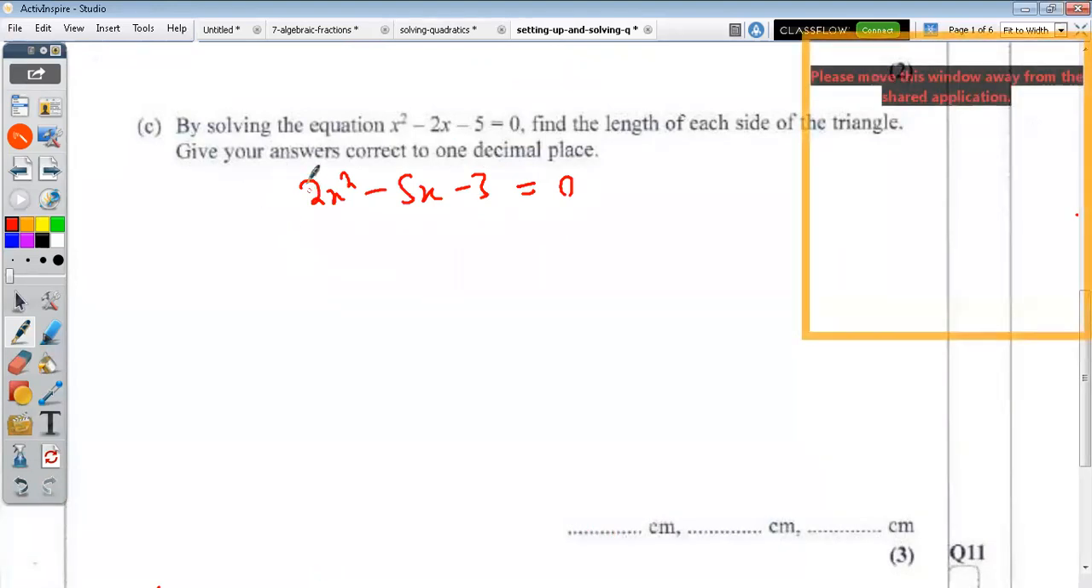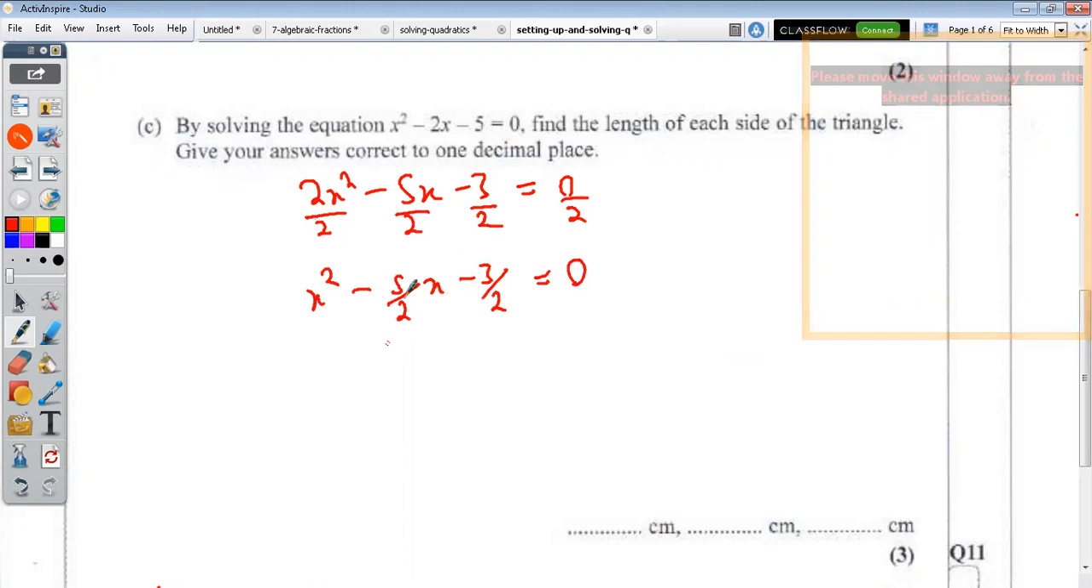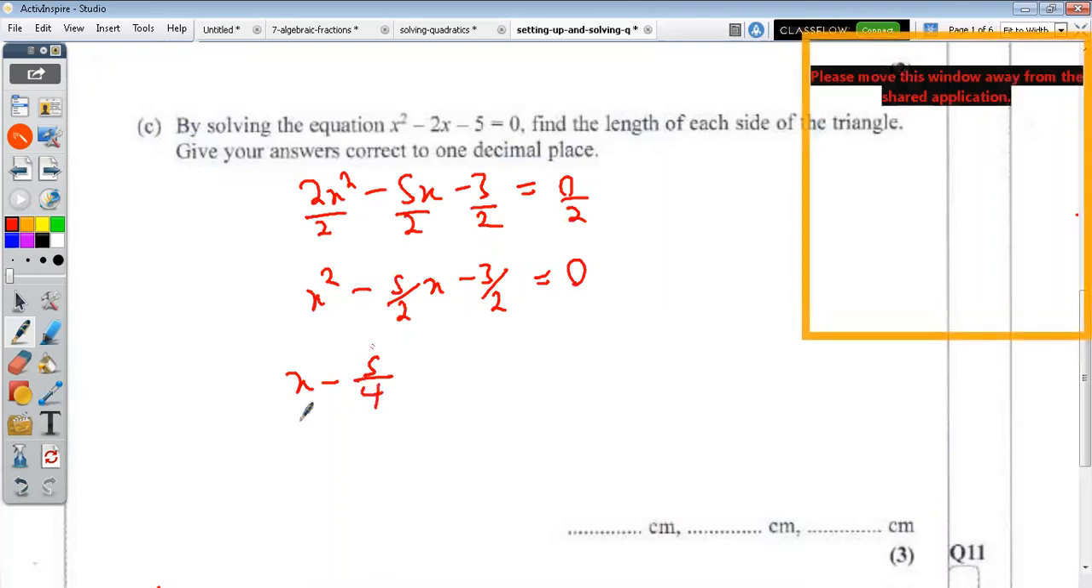So if I look at this here, this time the coefficient of the x squared is greater than 1. So we divide everything by 2. We want it to be 1, so divide by 2, by 2. 0 divided by 2 is 0. So there we get x squared minus 5 over 2 x minus 3 over 2 is equal to 0. Now I inspect the middle term and I divide it by 2. Dividing by 2 is multiplying by half. So it means x minus, if you multiply by half, it's 5 over 4, because you're multiplying by half.